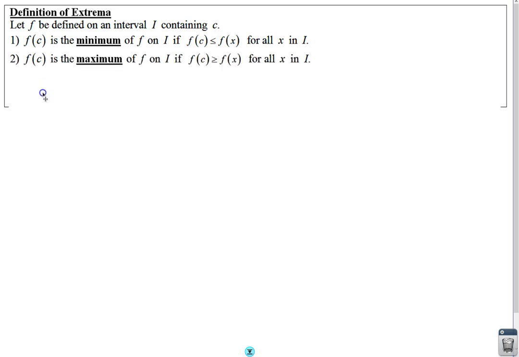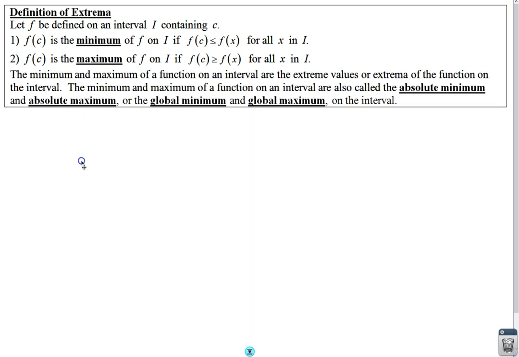The flip side, f of c is the maximum of f on I if f of c is greater than or equal to f of x for all x in I. It is the highest y value over the entire interval. Okay? And then the minimum and maximum of a function on an interval are the extreme values, or extrema. Extrema is just the plural way of saying extreme values. Those are the same thing.